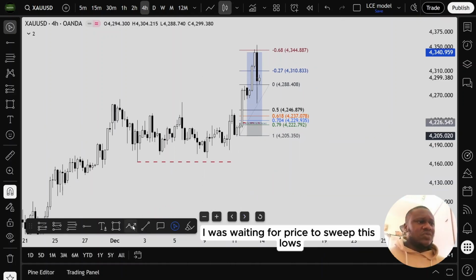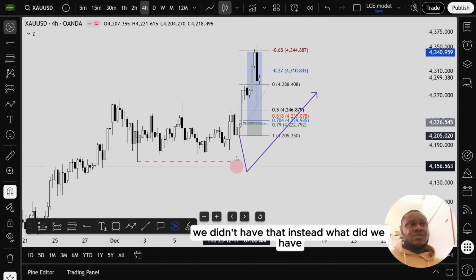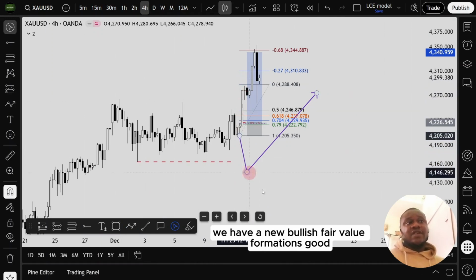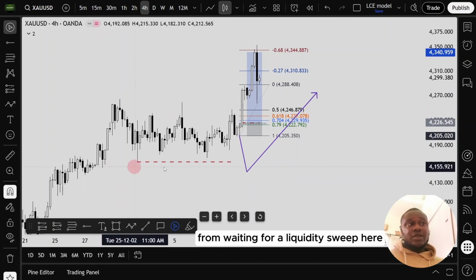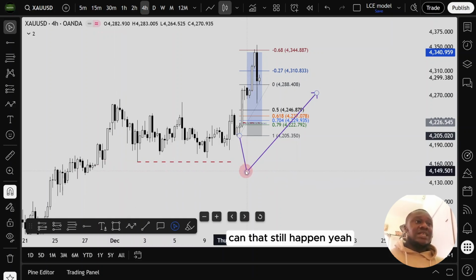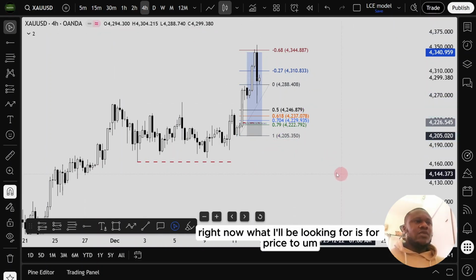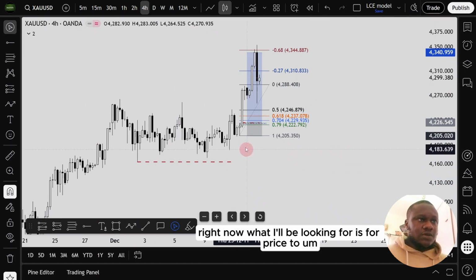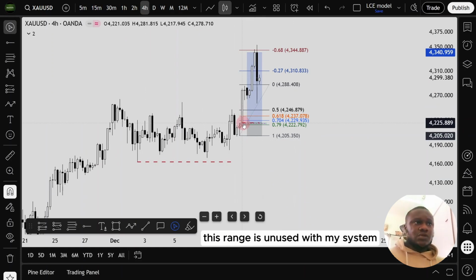In recent weeks, I was waiting for price to sweep these lows and continue buying. We didn't have that. Instead, what did we have? We have a new bullish fair value gap formations. Good. I moved on from waiting for a liquidity sweep here. Can that still happen? Yeah, it can also very much happen. But right now, what I'll be looking for is for price to use this range. This range is unused with my system.